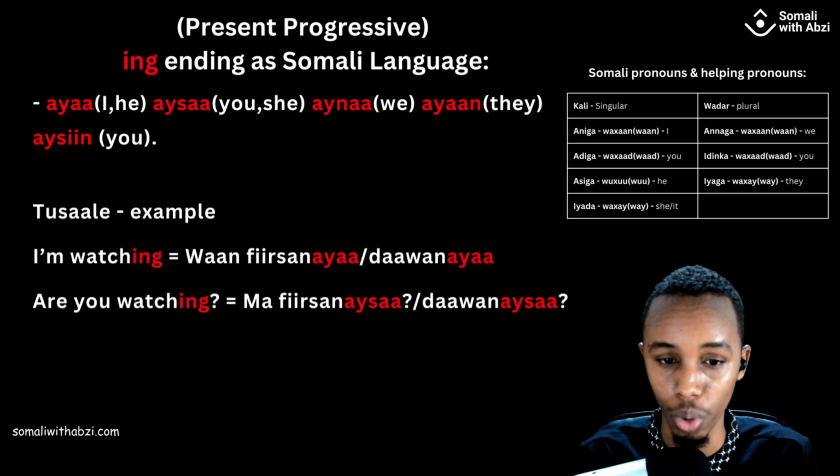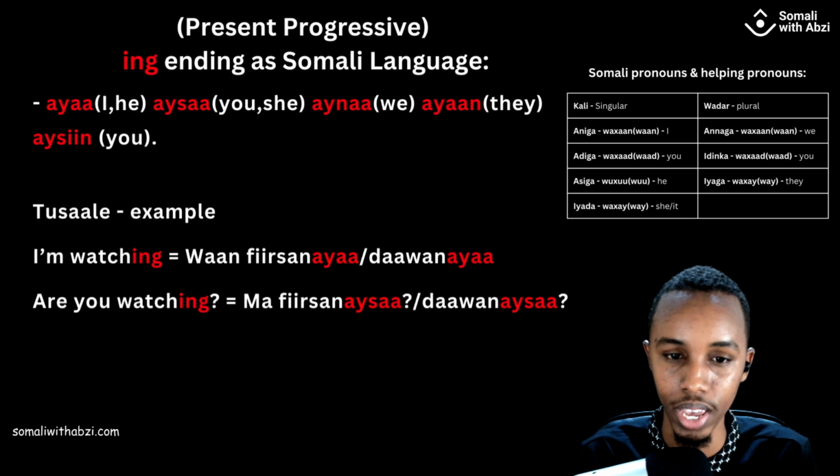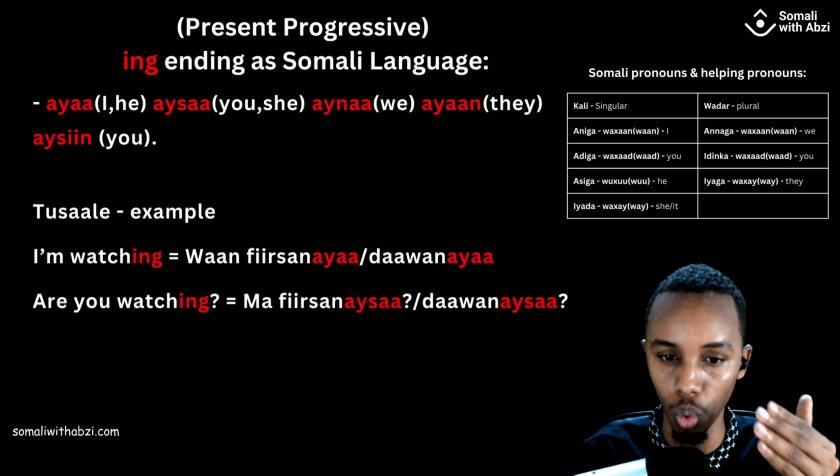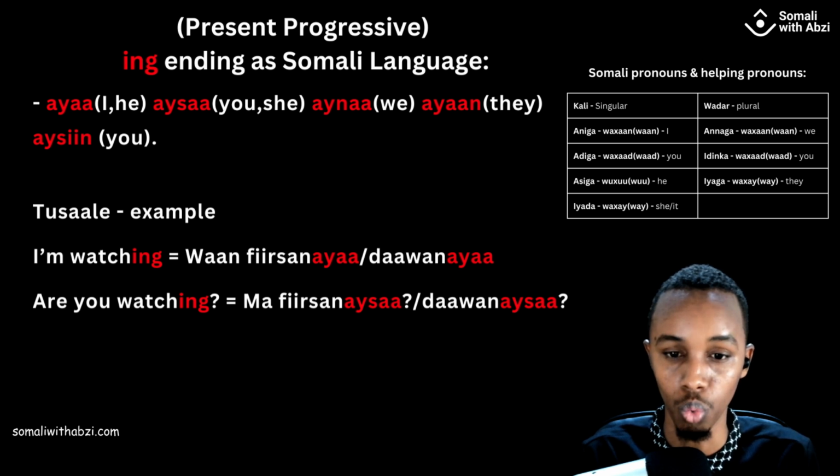So the same thing, we can use this sentence for all the pronouns in Somali. Now is I am watching. What about he is watching? So he and I go with the same ending, aya at the end. So he's watching. I'm going to say wuu instead of waan. That's I. If you remember, the helping pronoun of he was wuu. So we're going to say wuu fiirsanaya or wuu daawanaya.